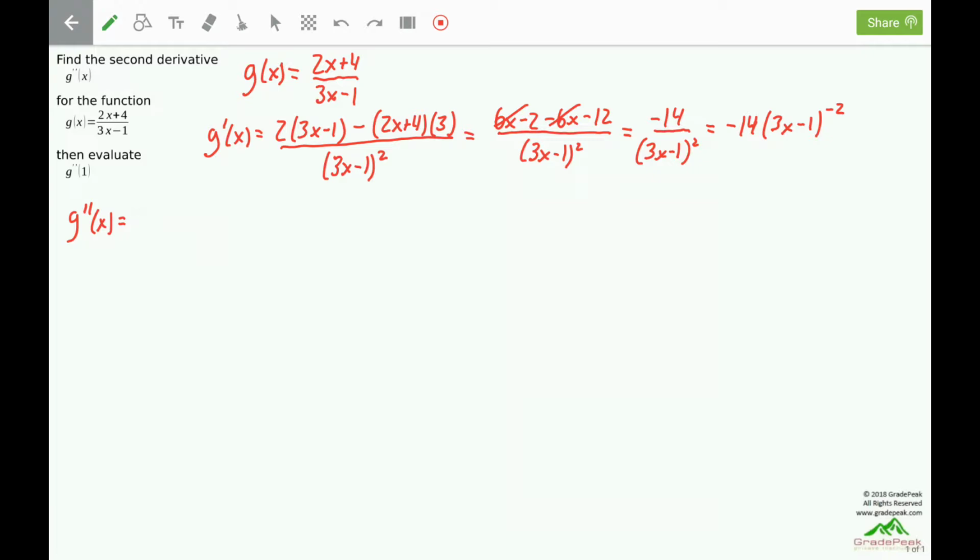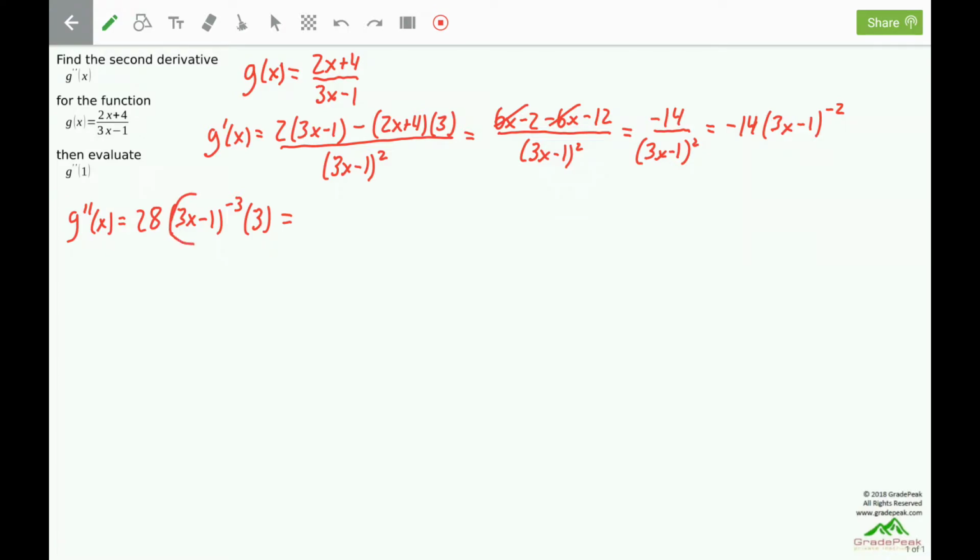So our second derivative, g double prime of x, will be, bring the power down, negative 2 times that negative 14 will be a positive 28. We will leave the inside alone, subtract 1 from the power to be to the negative 3 power now, and then multiply by the derivative of the inside, which is a 3.